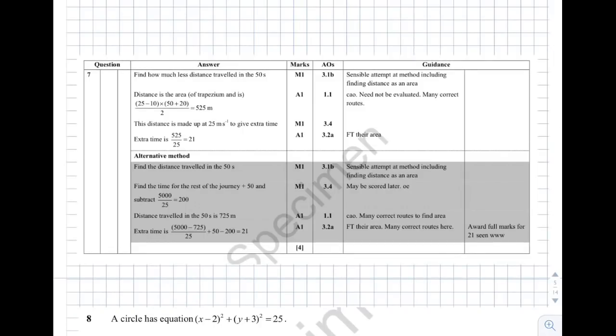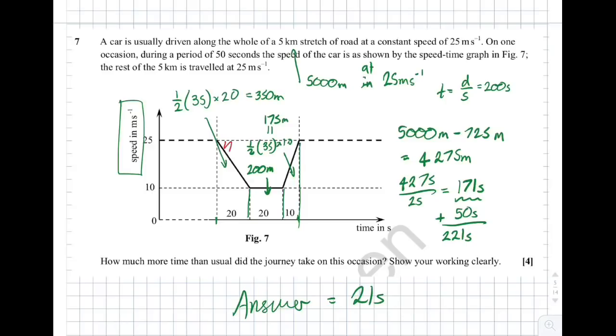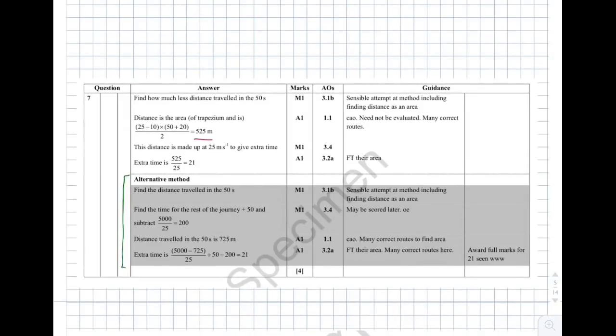Okay, so if we look at a couple of different methods: find how much less distance travelled. Again, I've done the alternative method, finding the distance travelled in the 50 seconds and doing all that. They've done it slightly differently. They find how much less distance is travelled in the 50 seconds. So the distance less is the area of a trapezium. When we look at this trapezium here, that's how much less distance they've travelled in those 50 seconds. So they found that's 525 metres. That means we're going to have to make that up at 25 metres per second. So the extra time is 21 seconds. So their way of doing it was probably more direct than ours. Okay.